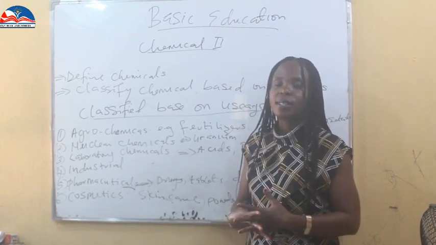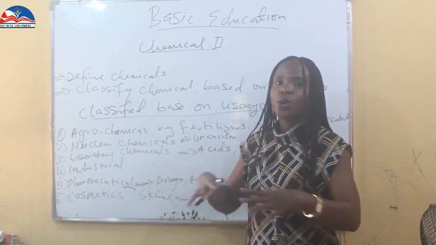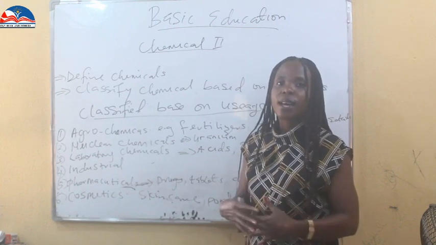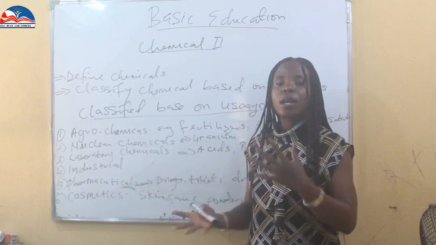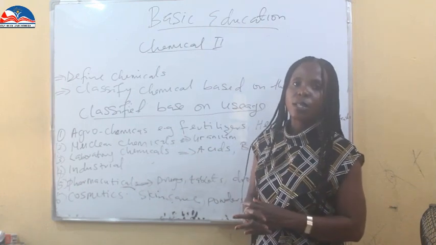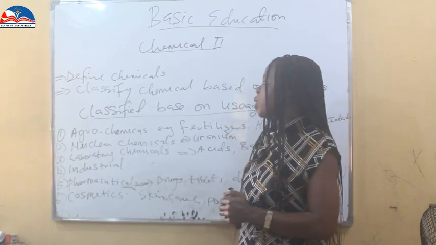Fertilizer to enhance the soil, herbicides to kill the weeds, insecticides to kill insects that want to tamper with the crops. Chemicals are used in producing all of this. We have the second one, nuclear chemicals.